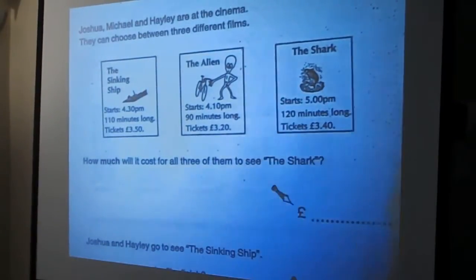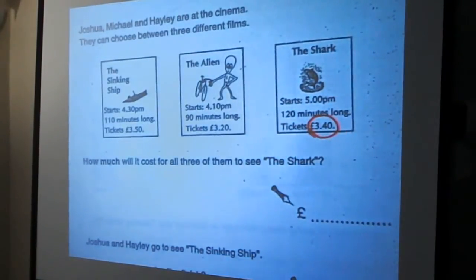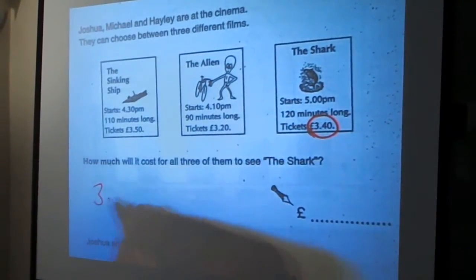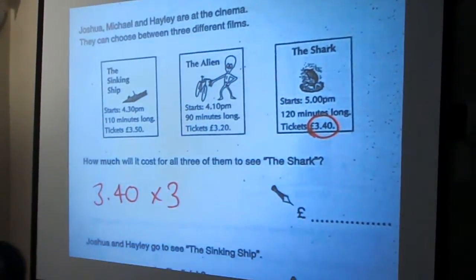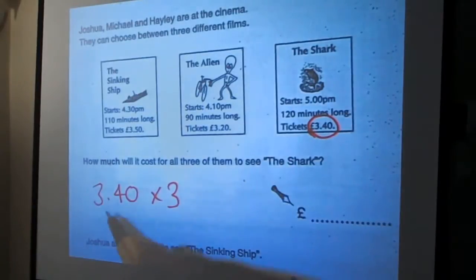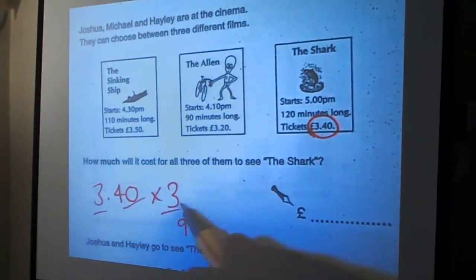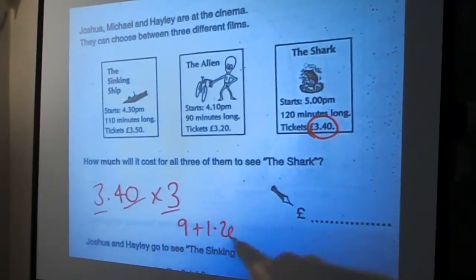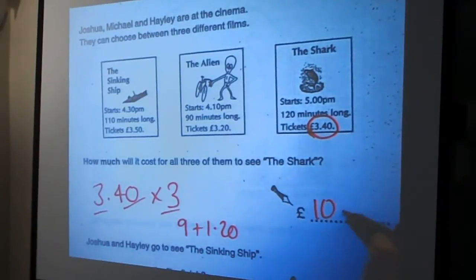Okay, right. So we've got to do the shark. How much is the cost of the shark for each person? £3.40. How many people are going? 3. So £3.40 times 3. For those of you who want to use a mental maths technique, you do £3 times 3 is £9. 40p times 3 is £1.20. So the total answer is £10 and 20p. Written like that.